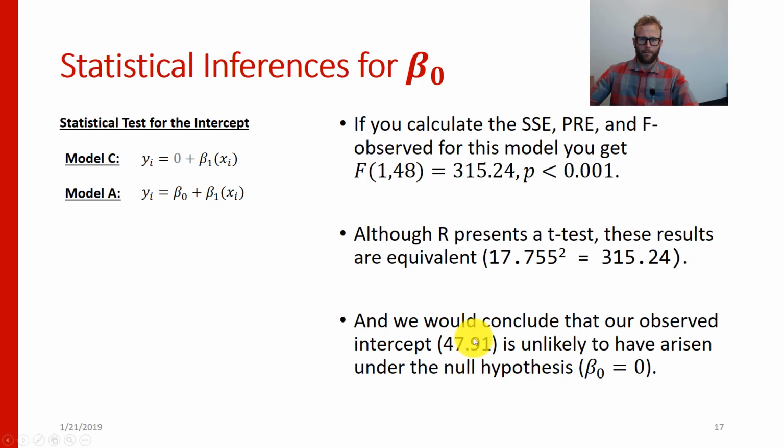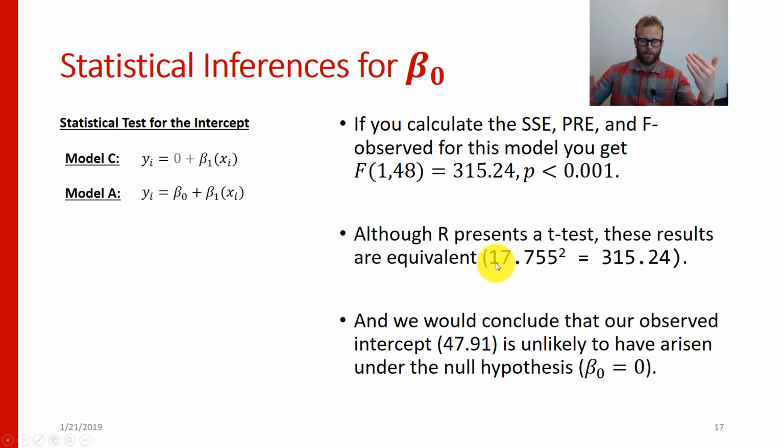So we're going to get an F with 1 and 48 degrees of freedom, which is equal to 315.24, which again corresponds to a very small p-value under the null distribution. So although R presents this result as a t-test, the results are equivalent.